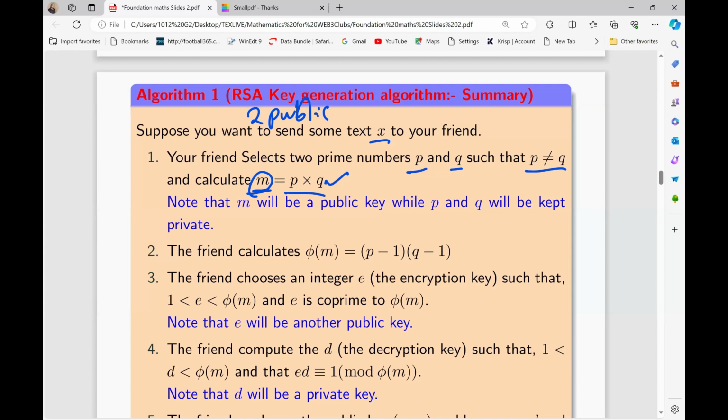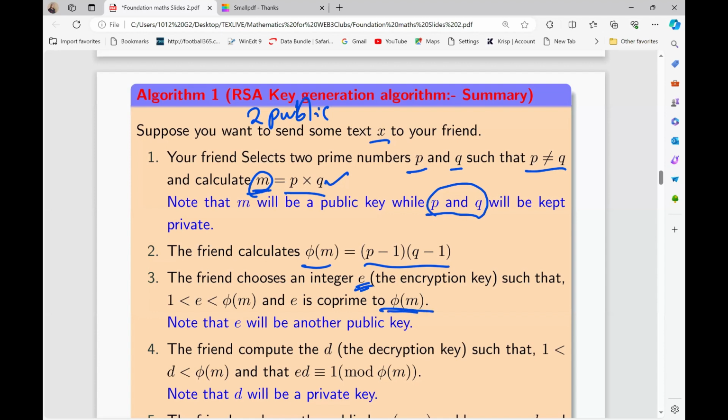Your friend, whom you want to send to, first of all chooses two prime numbers and finds their product. Those two prime numbers are very huge prime numbers in practice. There are only two public keys, and the two prime numbers should be kept secret by your friend. After choosing these two prime numbers, your friend is supposed to calculate phi of M, which is calculated from them. And then your friend is supposed to choose another public key, E.